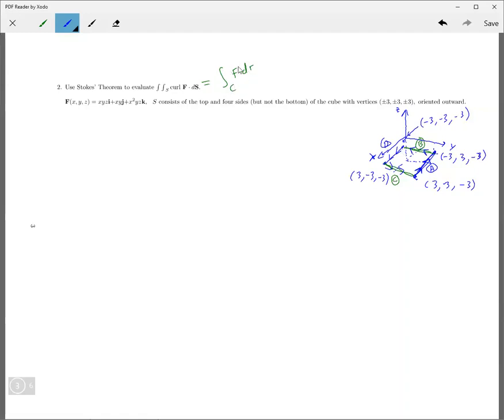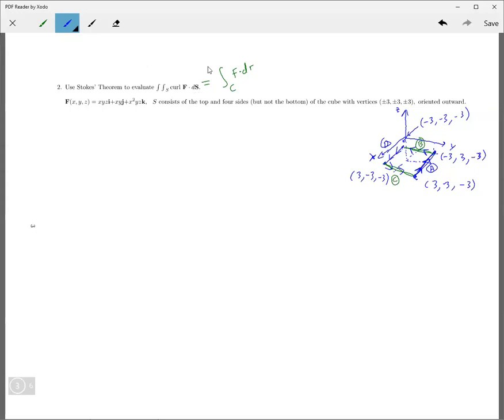Okay, so the curl around all of this, there are 1, 2, 3, 4 sides and the top of the box, and you're integrating. This is an integral over all of those. This represents the integral over all of those pieces.